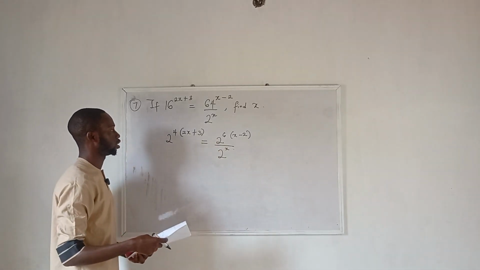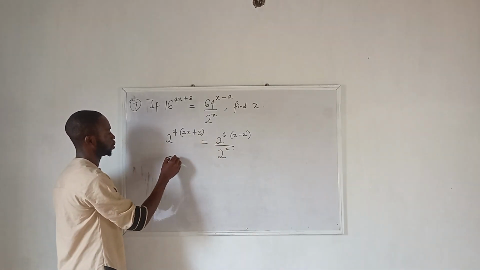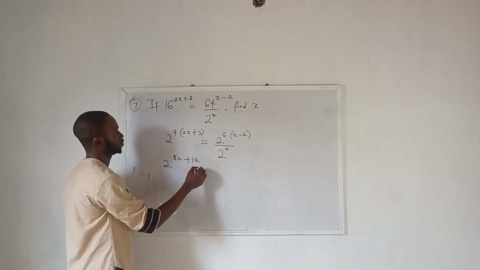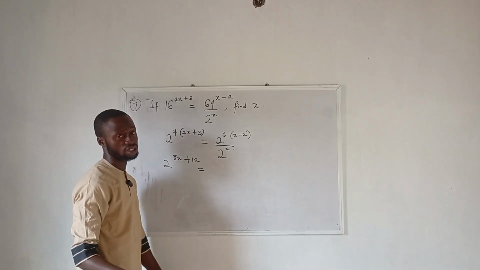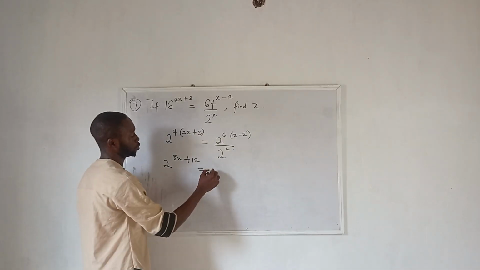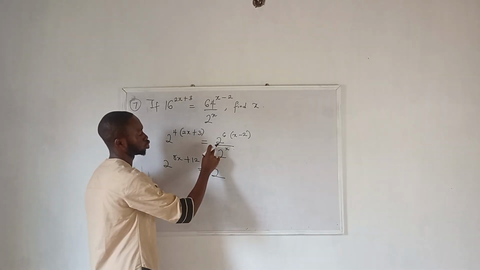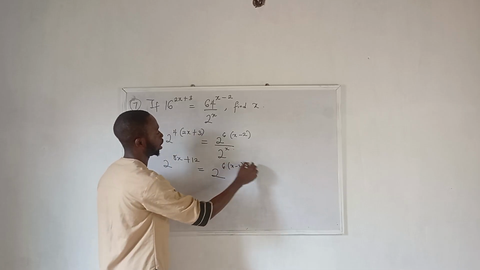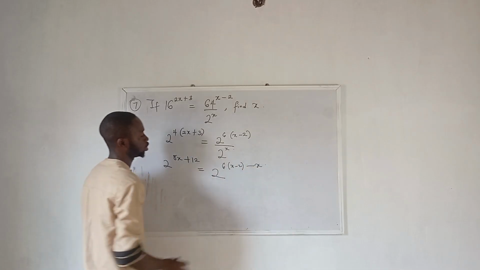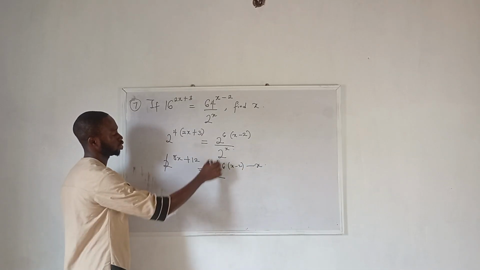So moving on from there, you will open the bracket. You have 2 raised to the power of 8x plus 12 equals this. Since it's indices we are doing, pick one of the common bases, that's 2. Since it's division, you subtract the powers. You have 6x minus 2 minus, what do we have here? x. So we can cancel this on both sides.